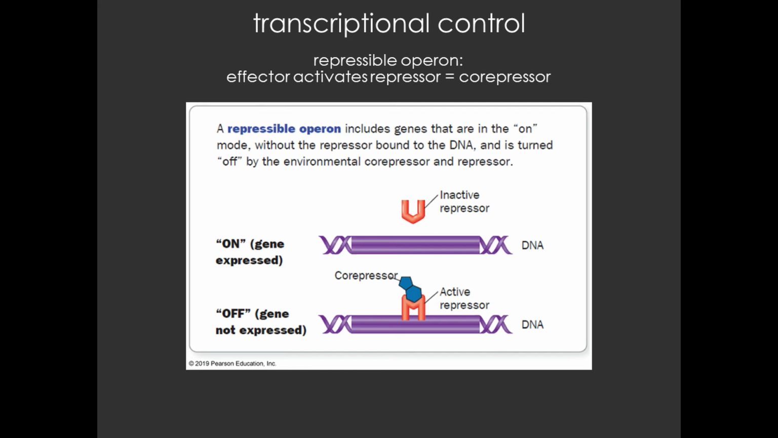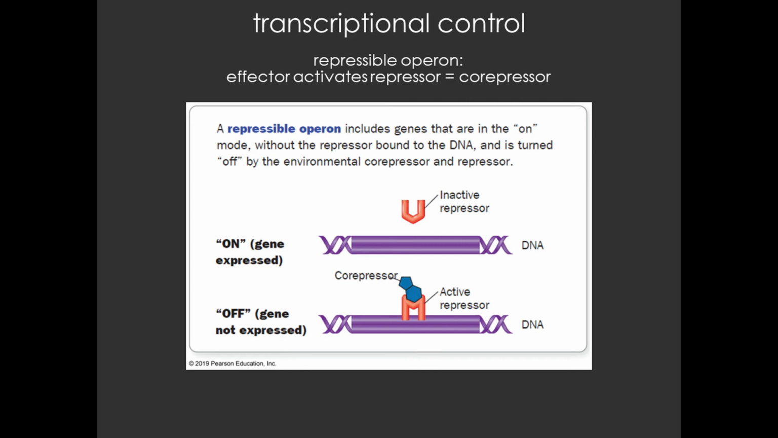The effector binds to the allosteric site of the repressor protein, and that turns it on and allows that active site to bind to the operator, which represses or turns off the operon.